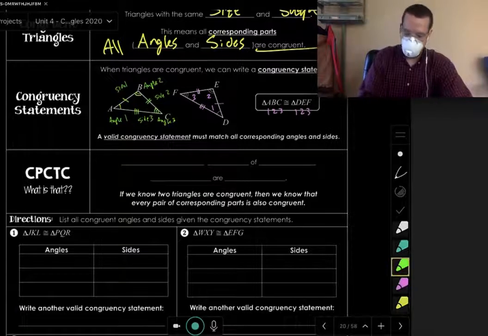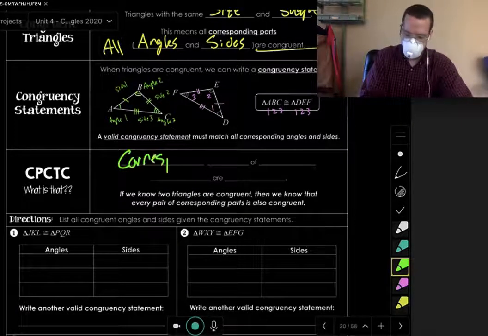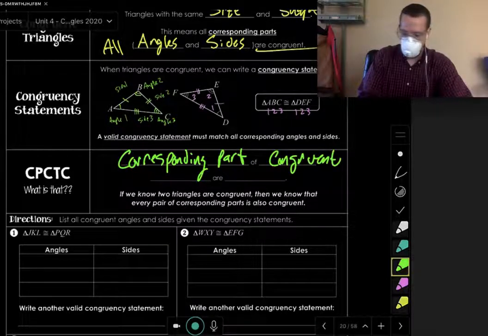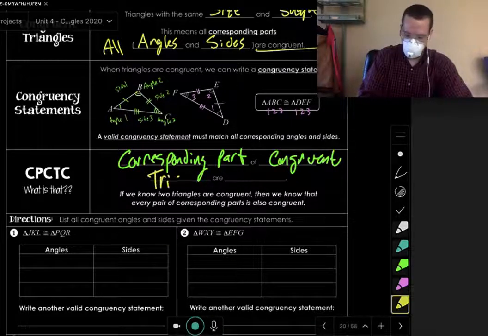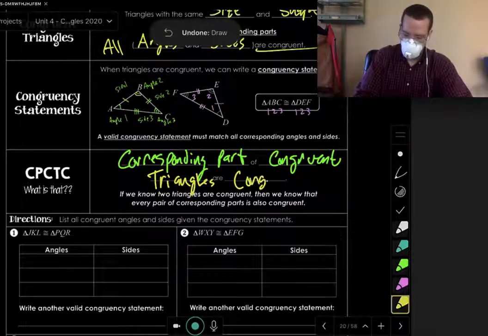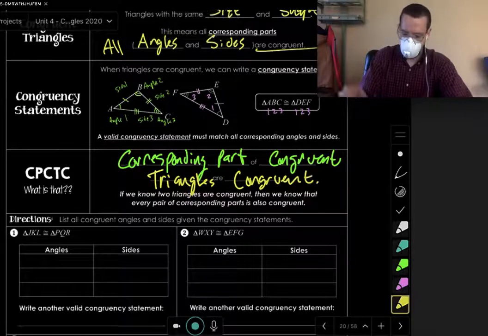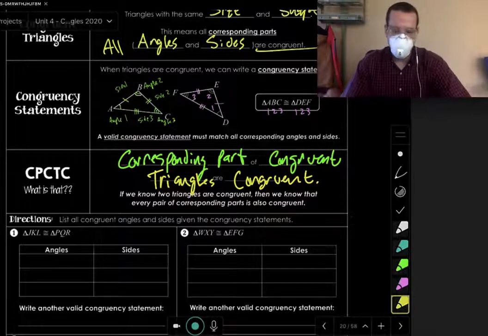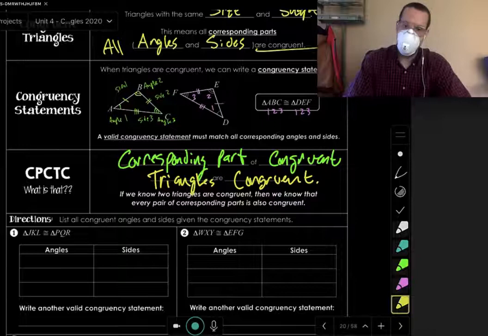This stands for corresponding parts of congruent triangles are congruent. Corresponding parts of congruent triangles are congruent. If we know two triangles are congruent, then we know every corresponding part of each triangle is congruent.